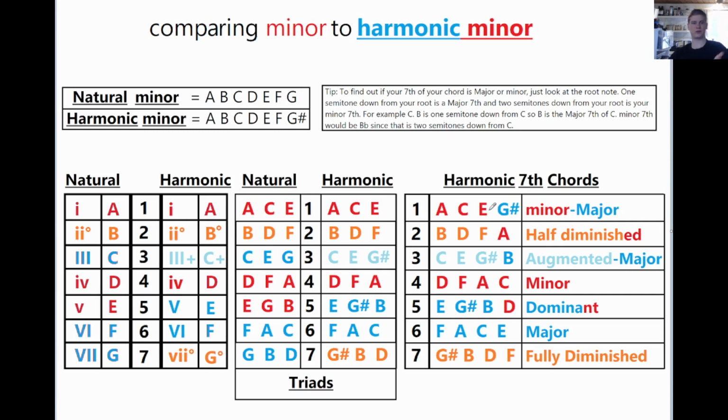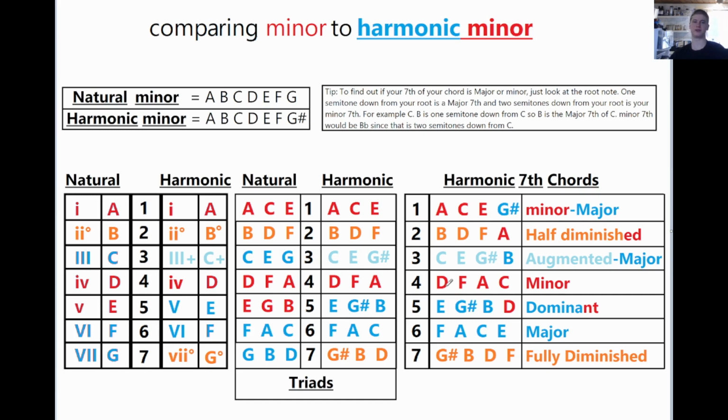So now in our seventh chords, just like in our triads, in any case that a chord has the seventh degree in it, so in this case any time we have this G sharp note, it's going to be affecting the chord compared to the natural minor scale, which doesn't have that G sharp note in it, which is that raised seventh degree. So next we have an augmented major chord, and this is because we have an augmented triad, and then we have a major seventh. This is compared to a major 7 chord in the natural minor scale.